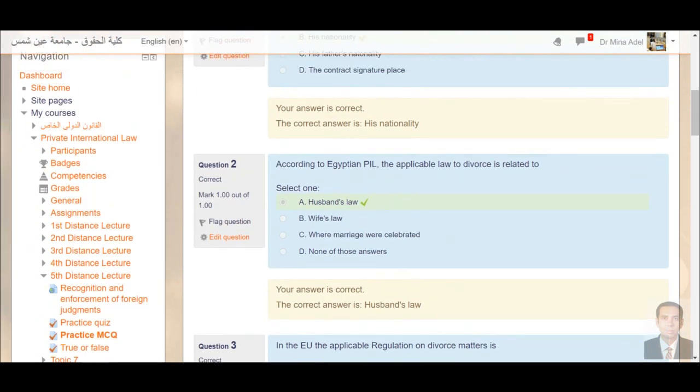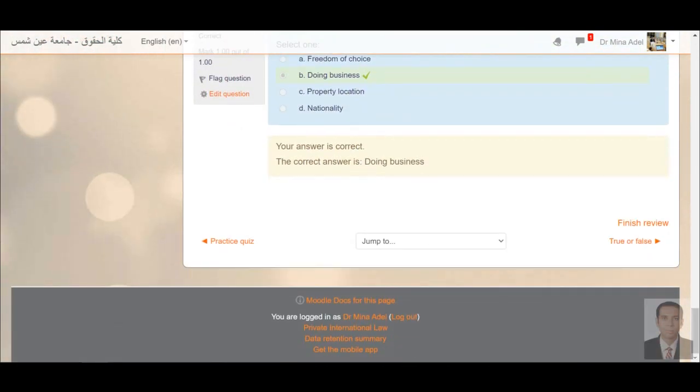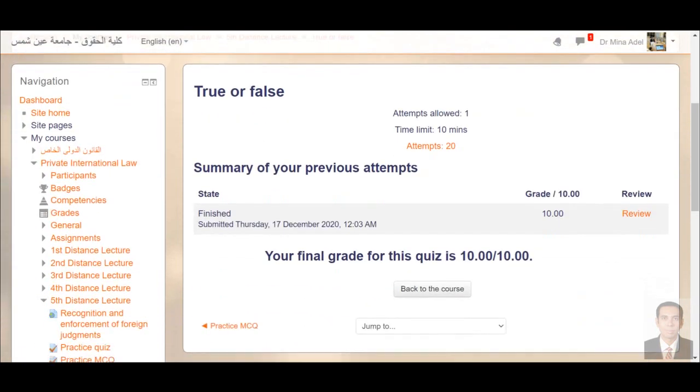So we will have, you'll see how it will look like and what are the correct answers. So now let's find out the third quiz. So we will go through the third quiz, which is true or false.